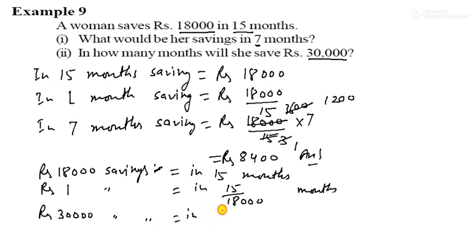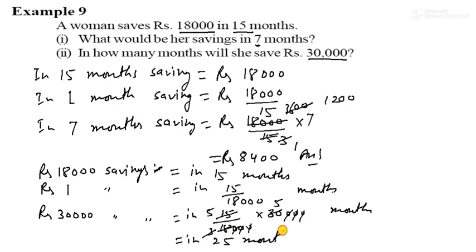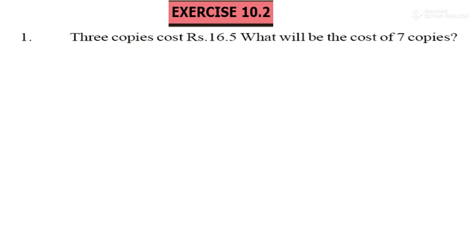savings in how much? It is 15 upon 18,000 into 30,000 months. So how can we calculate? 0 cancels with 0, this 0 will cancel this 0. Now 6 threes are 18 and 6 fives are 30. Now 3 fives, so 5 fives are 25. So you can say in 25 months. So that is your answer.